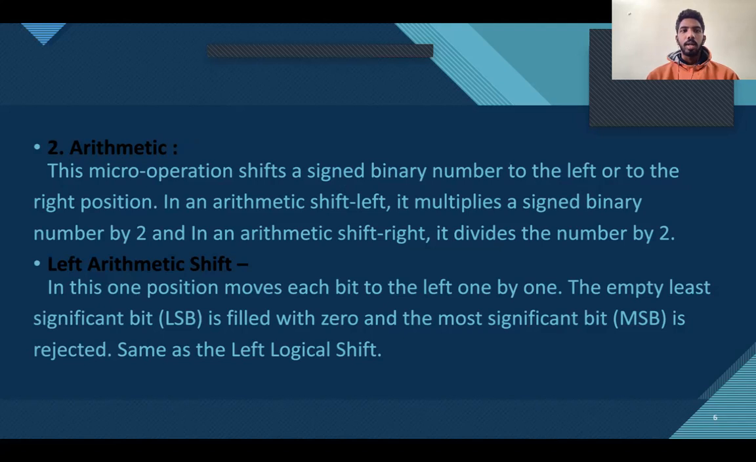Arithmetic. The micro operation shifts signed binary numbers to the left or to the right position. In an arithmetic shift left, it multiplies a signed binary number by 2, and in a right shift, it divides the number by 2. Left arithmetic shift. In this, one position moves each bit to the left one by one. The empty least significant bit is filled with 0 and the most significant bit, MSB, is rejected. Same as the left logical shift.